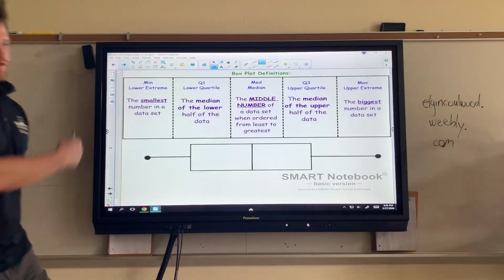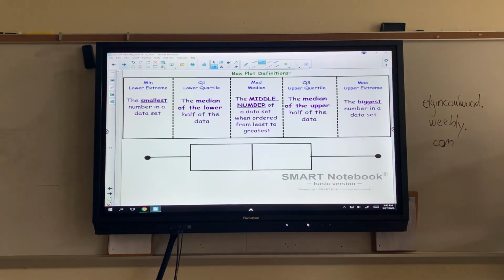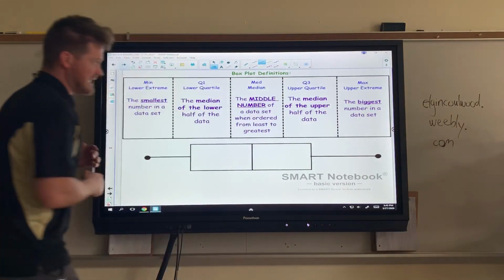Moving on, I already had these down. These are the definitions that you already wrote down. Hopefully, if you didn't, please write them down. They help out immensely when moving forward in this unit. Again, minimum is the smallest number, maximum is the biggest number. Median is that middle number.